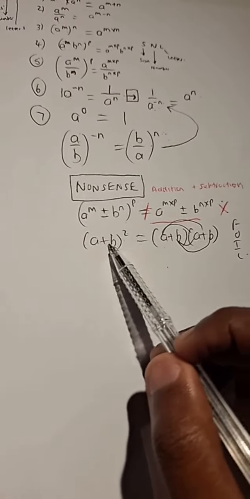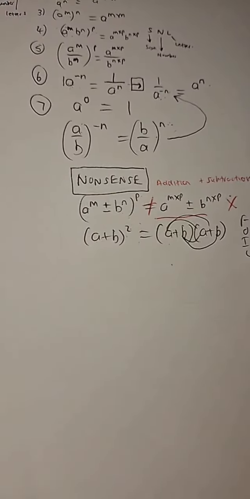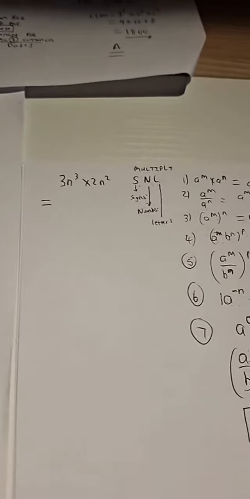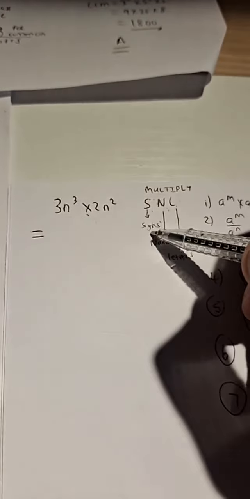If you can add the like terms, you add those like terms, then you apply the exponent. Okay? So hopefully you understand this, guys, and it makes sense. So noted the nonsense and what you need to do when faced with that situation.